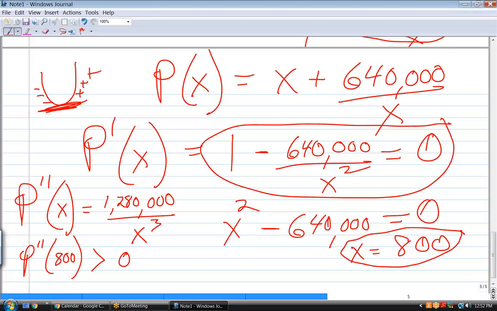And if you cube 800, you get at least 6 zeros. In other words, you get 8 cubed times 10 to the 6th. So this is not equal to 0. It's greater than 0. If P double prime of 800 were equal to 0, then I would have to go back to the first derivative test and determine whether it indeed goes minus, minus, minus to plus, plus, plus.